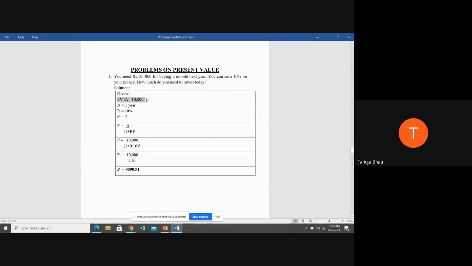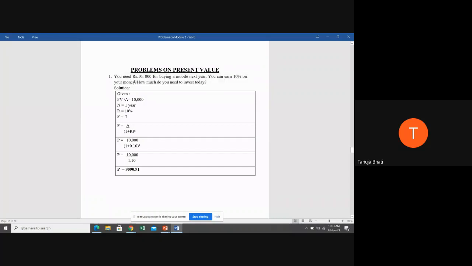Future value is given, that is 10,000. N is 1 year. Rate of interest is 10%. P is the present value. We don't know how much we need to invest today, so we need to find that out. Now, under which category is this falling? Can anyone tell? First, we have identified that they are asked to calculate the present value. Second, can anyone tell me under which category or which formula is to be applied?